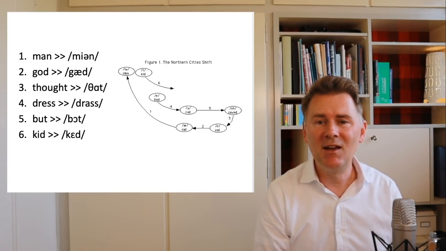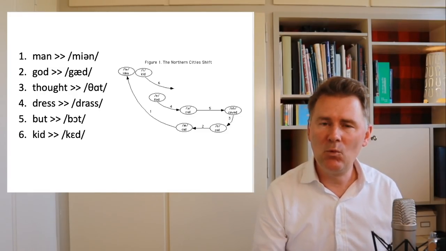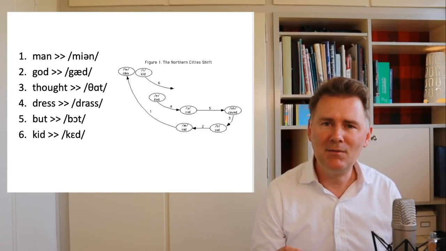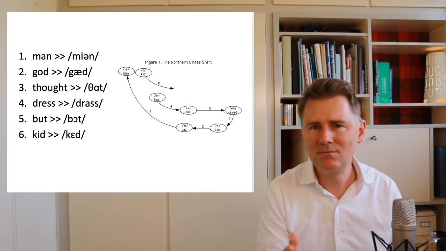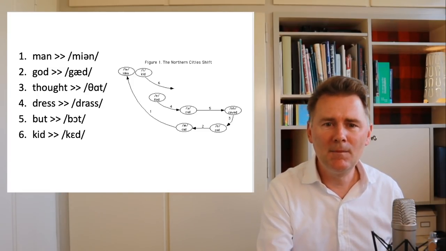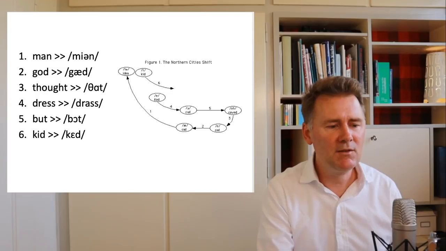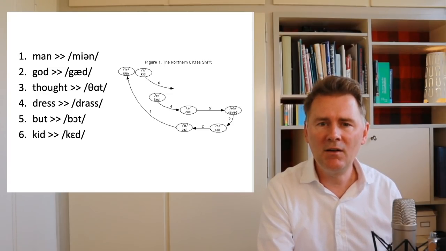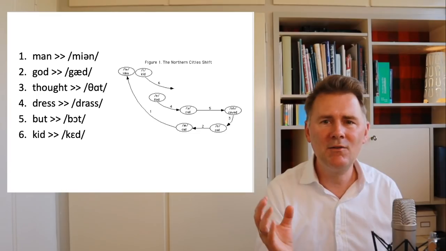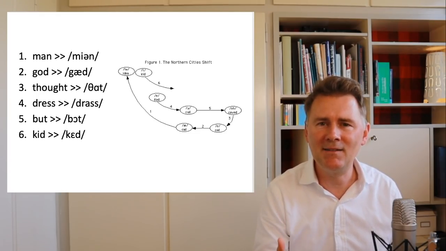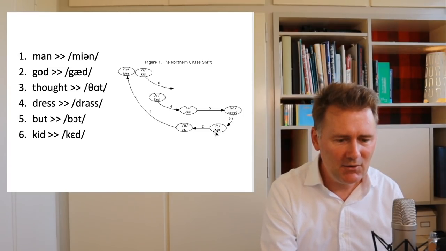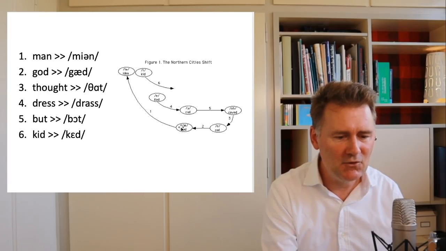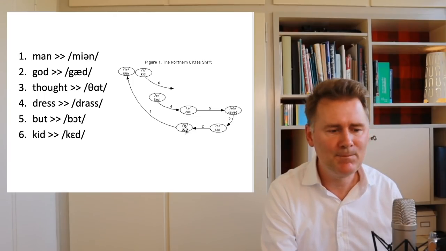It is raised and paired with a schwa so that the word man comes out as mien. Okay, so instead of a, ear. Don't ask me. That's the first one. The second shift concerns words such as God, and they are fronted, so they sound like gad. From God to gad. That is the second shift that you see down here. The first, the trap vowel goes up, and this vowel is fronted.